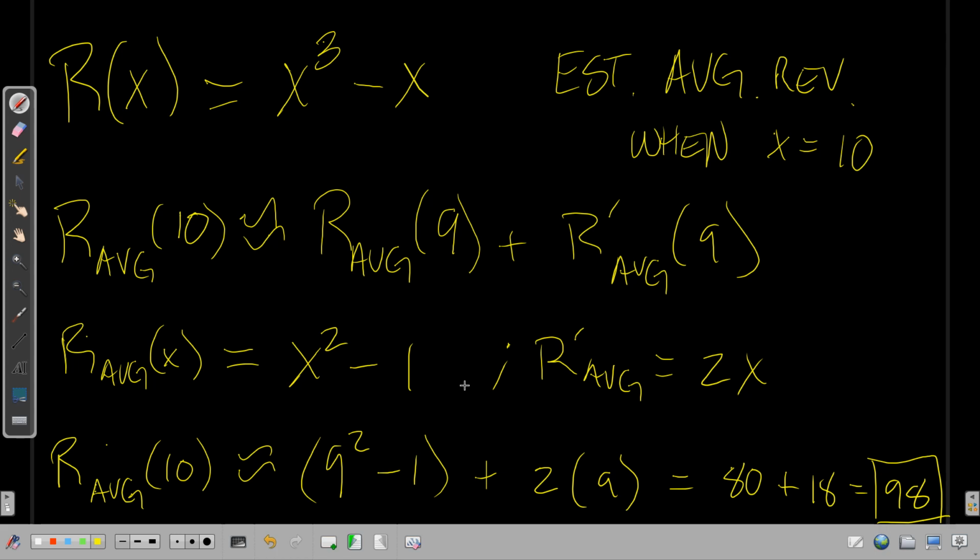What it would really be, our average of 10 really is 99. It'd be 10 squared minus 1. So it's very close.